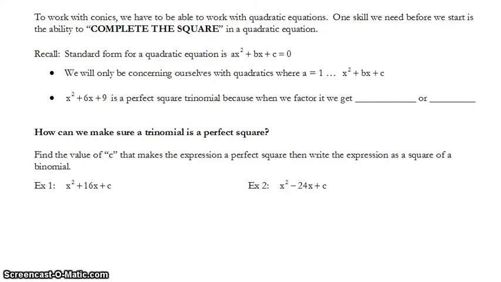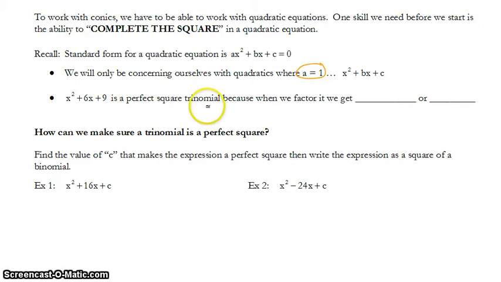And the first thing I want you to recall about completing the square is what a quadratic equation is and what it looks like in standard form. Standard form means we have an x squared term, an x term, a constant term equals 0. That's standard form for a quadratic equation. In all of our instances, we're only going to study standard form when a equals 1, so it's going to be x squared plus bx plus c.